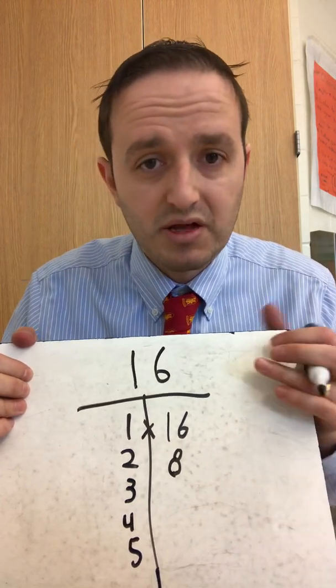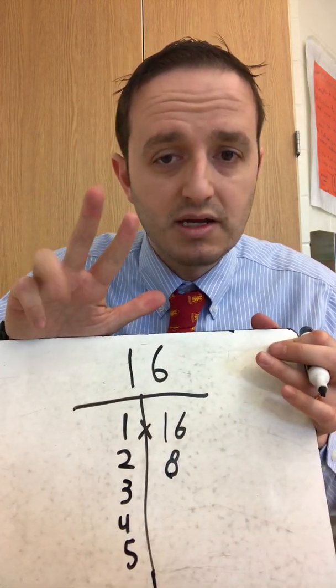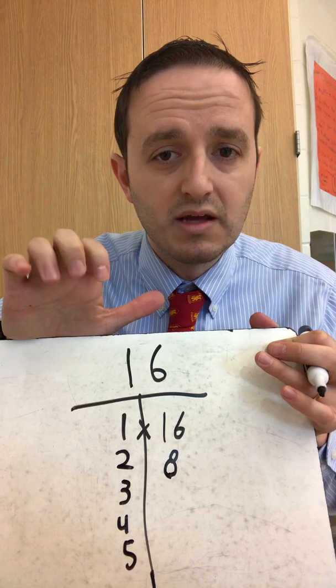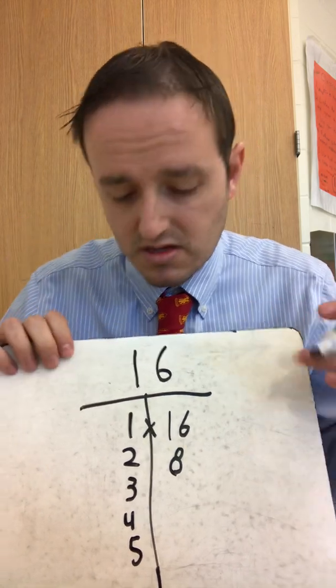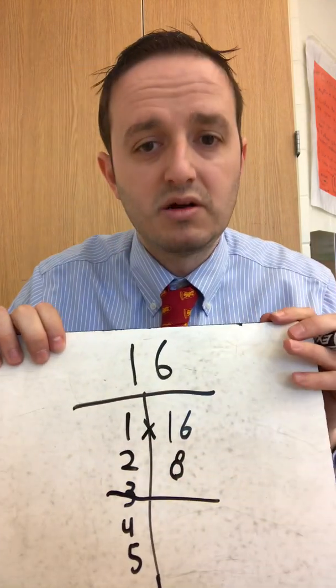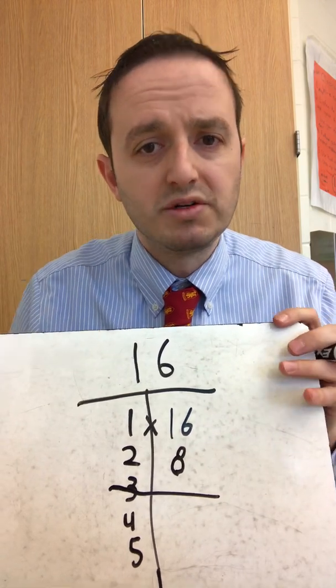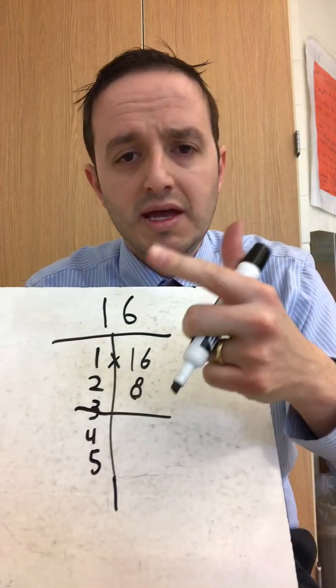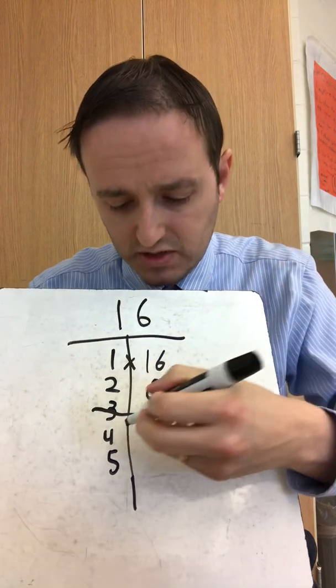Now, 3's. Let's count by 3's. 3, 6, 9, 12, 15, 18. I didn't say 16, so there's no 3's. Okay, cross them out. Let's look at 4's. 4, 8, 12, 16. So 4 times 4.